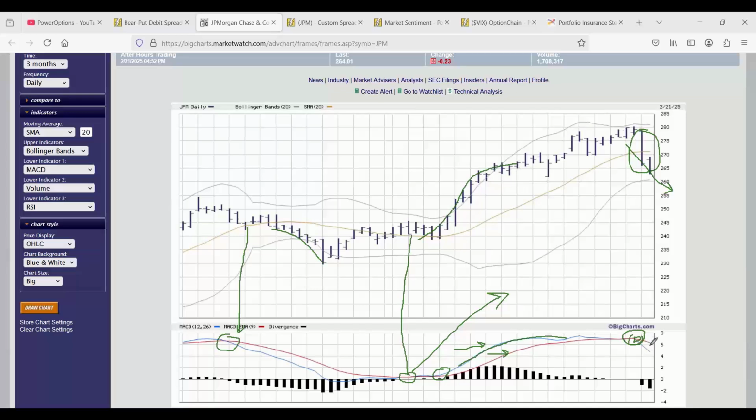And then now here, we're looking at a trend that's starting to show us that, yes, maybe we want to consider a bear put debit spread. Maybe we want to consider buying puts on this.